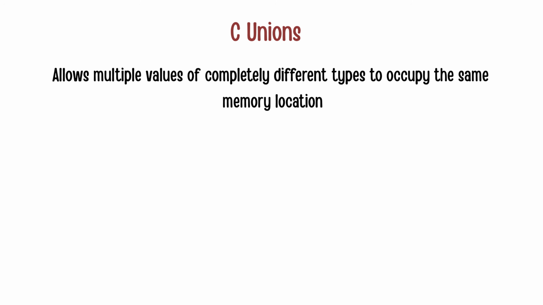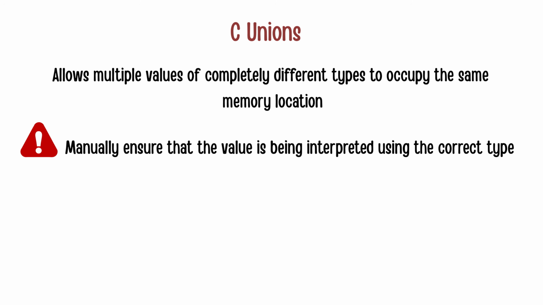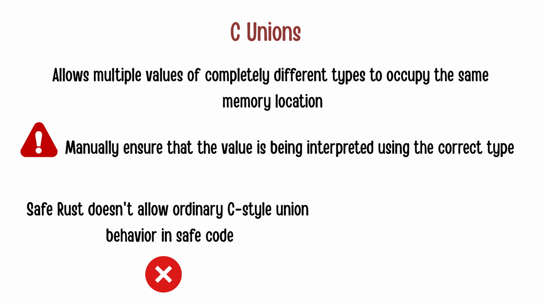The second interesting C pattern is the union. A C union allows multiple values of completely different types to occupy the same memory location. This is powerful, but dangerous. The programmer has to manually ensure that the value is being interpreted using the correct type. If they get it wrong, the result can be memory safety or type safety violations. Safe Rust, therefore, doesn't allow ordinary C-style union behavior in safe code.